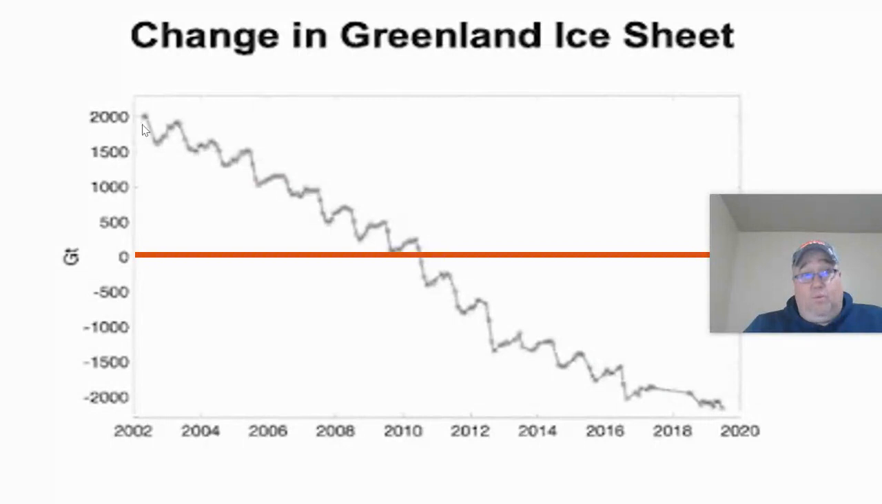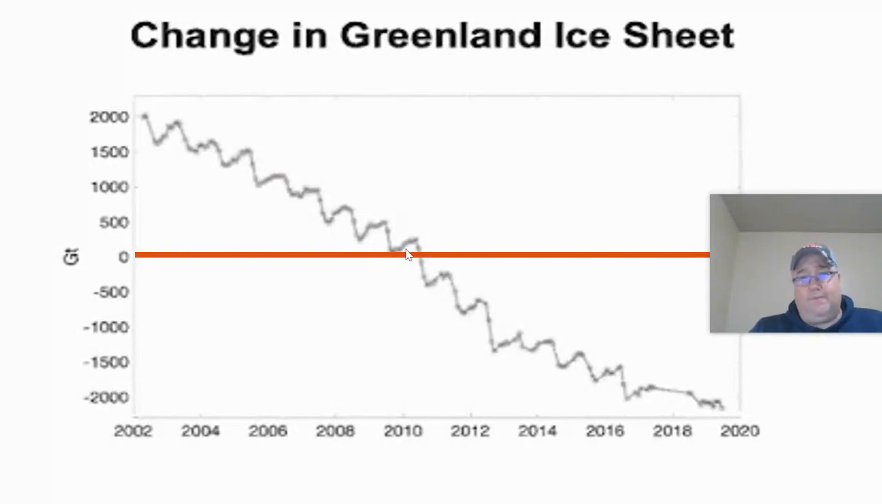But you'll notice what has happened to that ice since then. You'll notice these fluctuations, these up, down, up, down. Those are basically seasonal fluctuations, summer and winter. But you'll notice the trend. It is trending downwards. In about a 10-year span from 2002 up to about 2010, 11-ish, we went from 2,000 gigatons of surplus ice down to about the average.